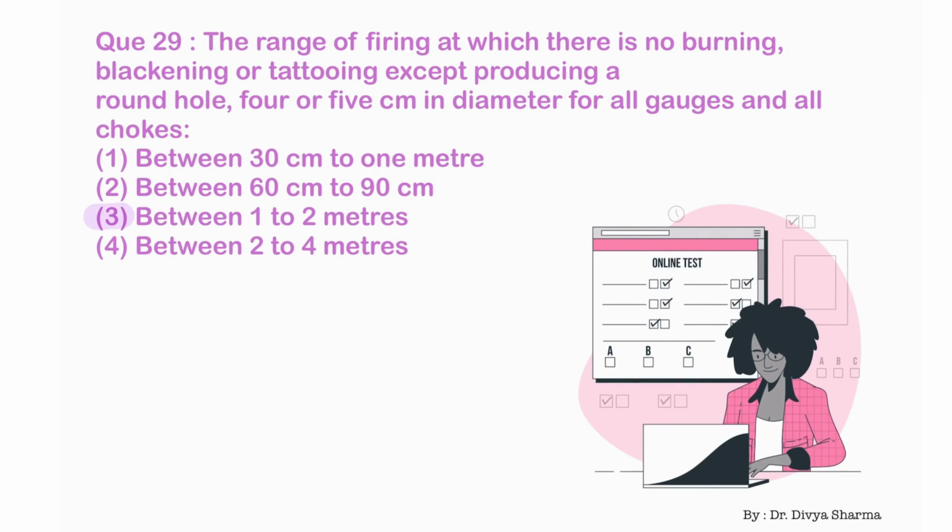Question number 29. The range of firing at which there is no burning, blackening or tattooing except producing a round hole 4 or 5 cm in diameter for all gauges and all chokes lies between 1 to 2 meters. Now this question is from FMT.